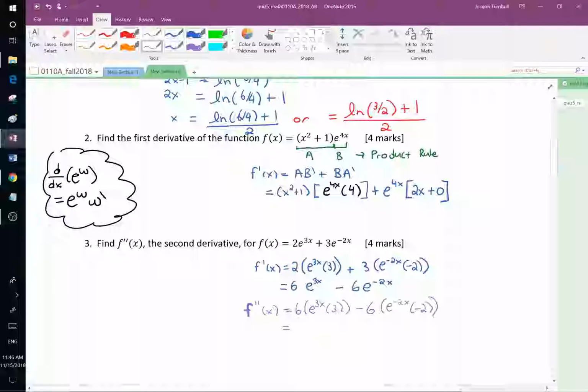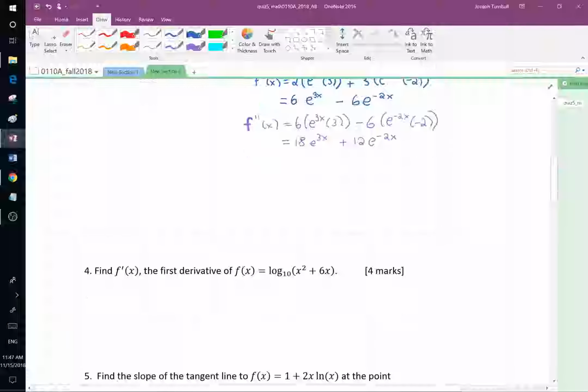And then I'll simplify, even though we're done, we're not asked for a third derivative, but if we were asked for a third derivative, you definitely want to simplify the constants. 6 times 3, 18, e to the 3x, and then negative times negative positive, 12, e to the negative 2x. Okay, that'd be the answer for that one. And again, full marks for not simplifying, just for the previous line to that.